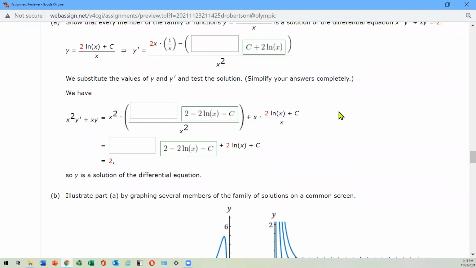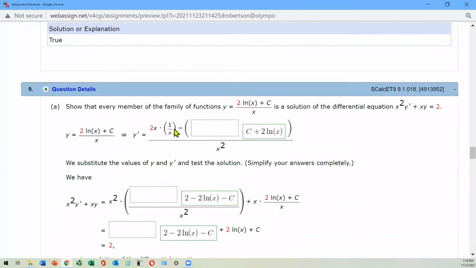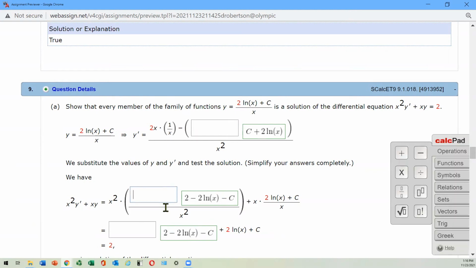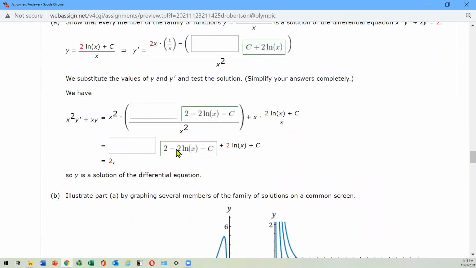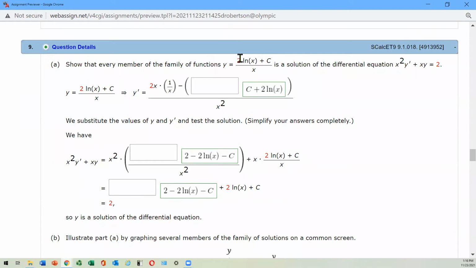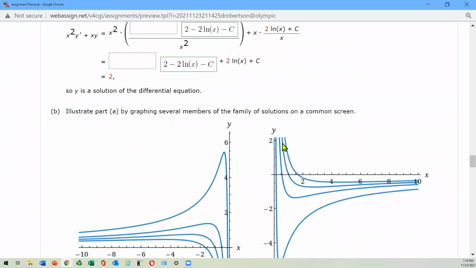Looks weird to me. And once you know that derivative, which is this, that guy there fits in here. Then all they're doing next is x squared times this guy plus x times the original function. And then they're tidying it up, and the whole thing comes out to 2. So it's a solution. So it's basically check that this solves that differential equation. And they did it in a rather clunky way, but I guess it works.